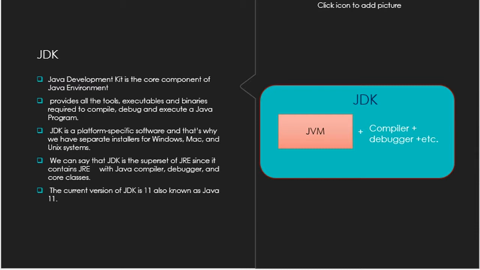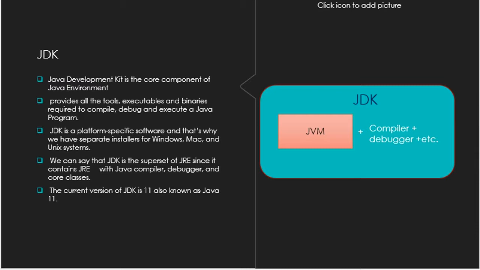It also includes the JRE inside this. It is platform specific software, actually. That is why we have separate installers for Windows, Mac and Unix systems. You have to go to the official website of Java. Over there is a link for different types of operating systems. For Windows, if you want to download the JDK, there is a separate downloader. For Mac, there is a separate downloader. For Macintosh, you need to download something; this is a separate downloader for this.